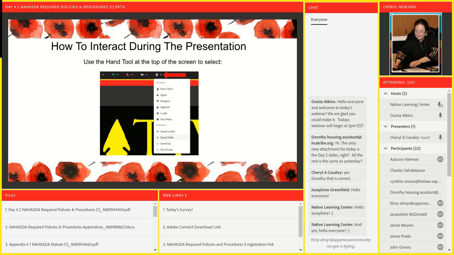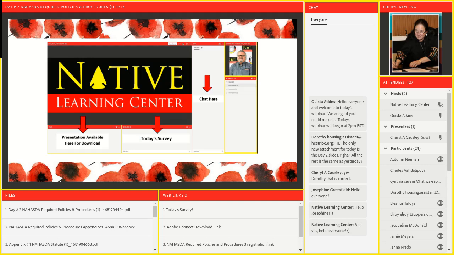Before we get started, I wanted to familiarize you with some of the features available and how the environment works. If you look at the top of your screen, you will see an icon of either a person with their hand raised or just a hand. With that icon, you can either raise hand, agree, disagree, or step away. Now your screen should look similar to this graphic here.